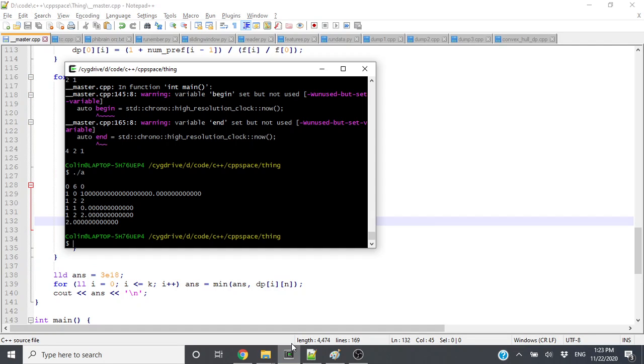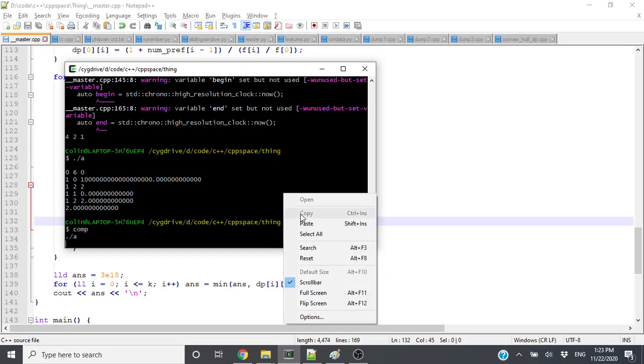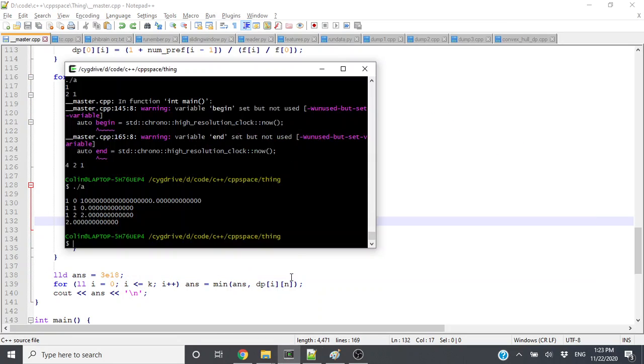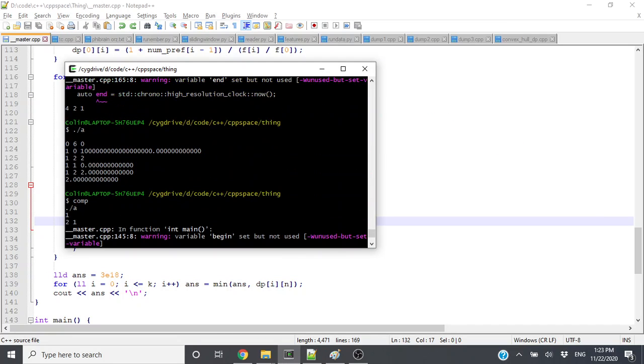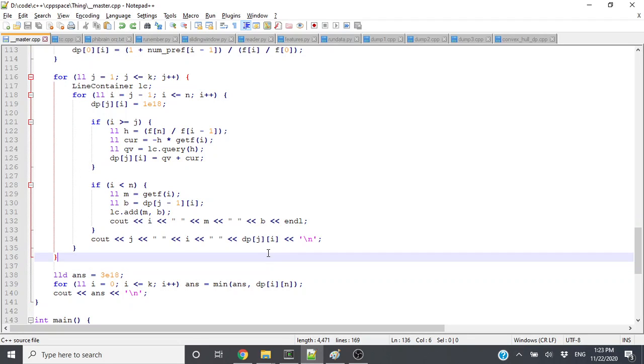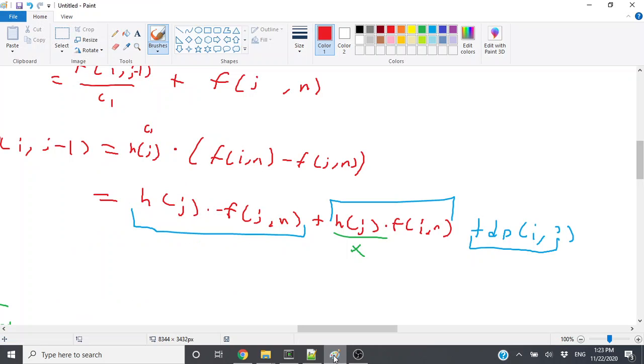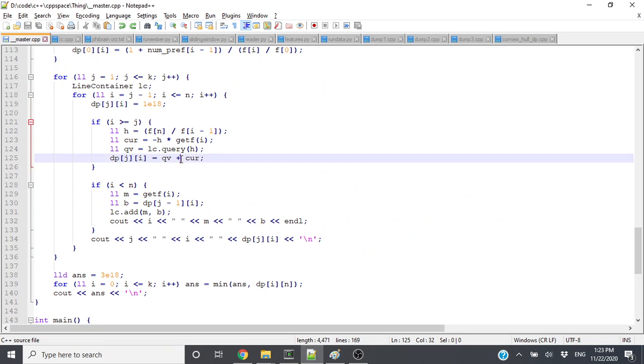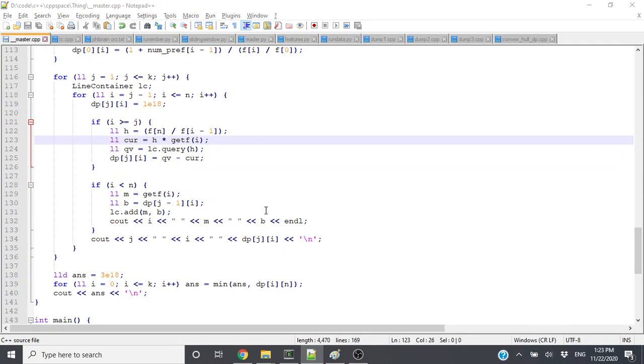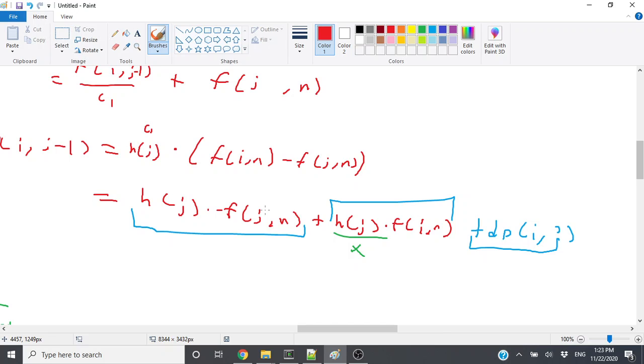Wait, does printing it change the answer? Oh no. Come on, seriously? Okay, good. Have that bad of undefined behavior. So this is f of in, whatever that would be. This is negative f of jn, or something like that. And that's dpij.